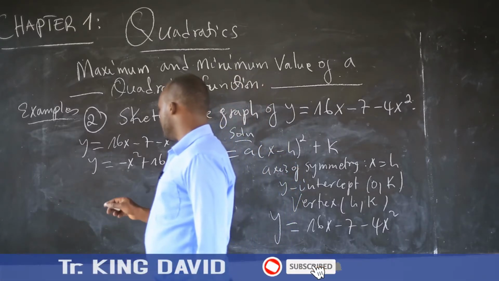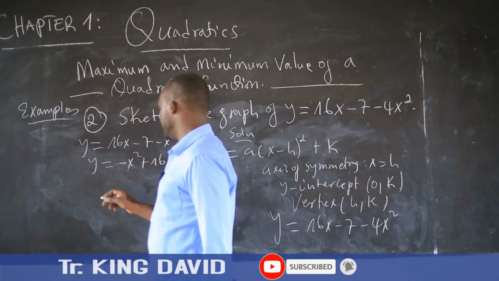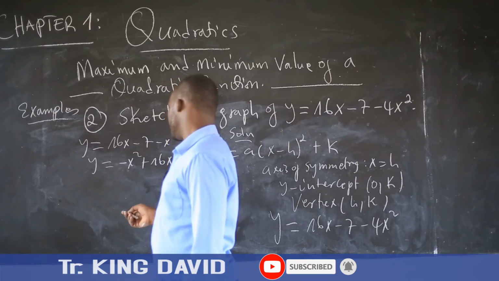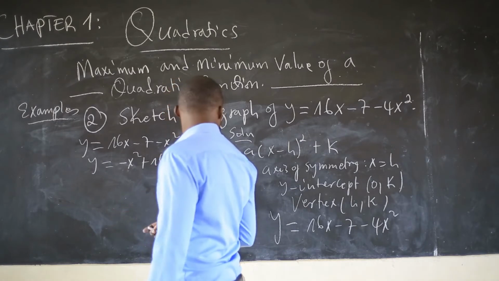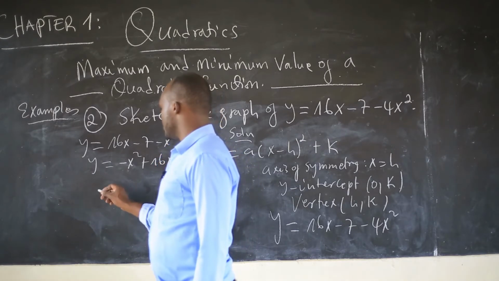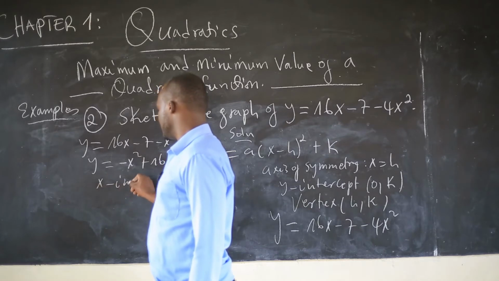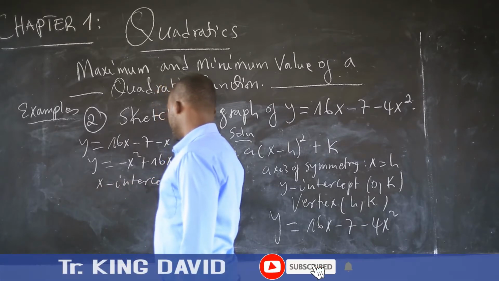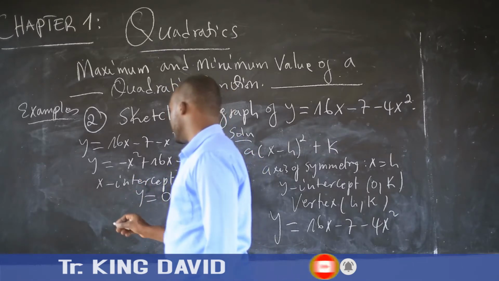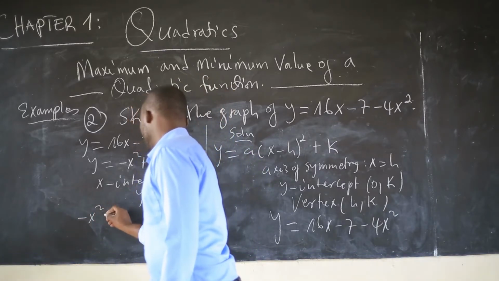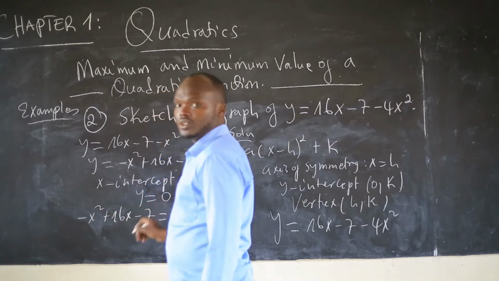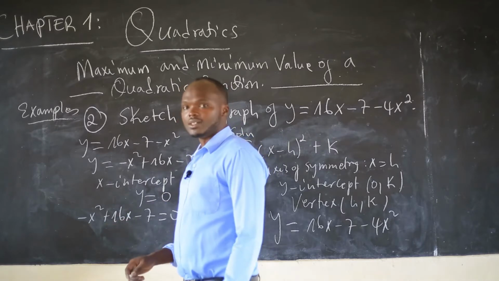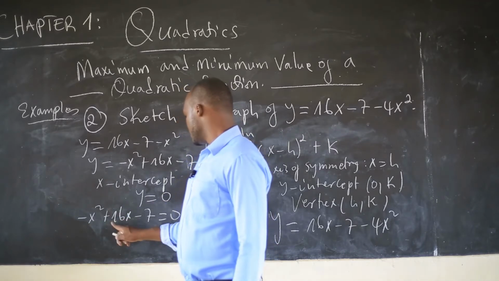So now from there, what is the x-intercept? For the x-intercept, y is equal to 0. What will be the y-intercept? What will be the vertex? That's what we're going to look for. So let's start with the x-intercept. You know that y will be equal to 0. So let the equation be equal to 0: negative 4x squared plus 16x minus 7 is 0.